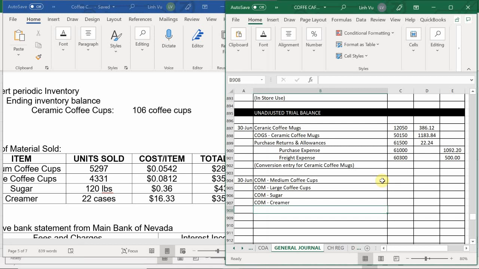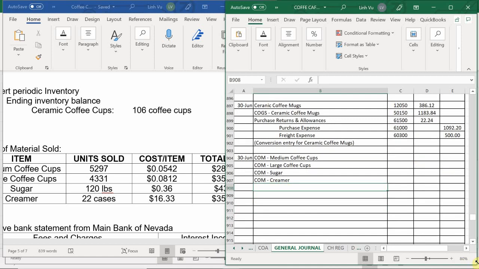If I'm calculating the cost of materials, saying I used medium coffee cups and 120 pounds of sugar, where am I taking it out from? You would take it out of the sugar account. Correct. So in this case, what accounts am I going to be taking it out from? We're going to take it directly out from my business supplies account.